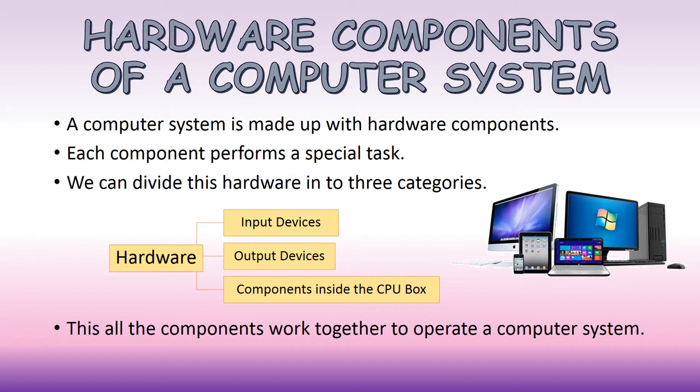and components inside the CPU box. All these components work together to operate a computer system. That means if you want to do any work on the computer, all these components work together to achieve that task.